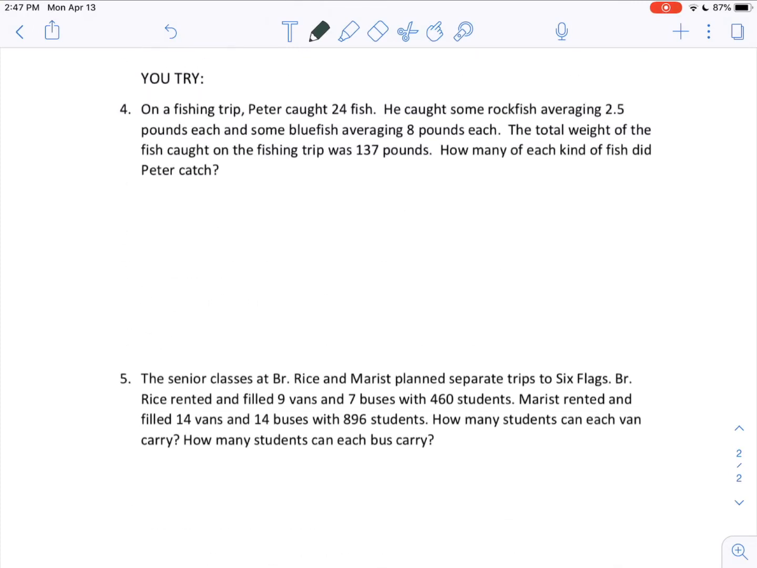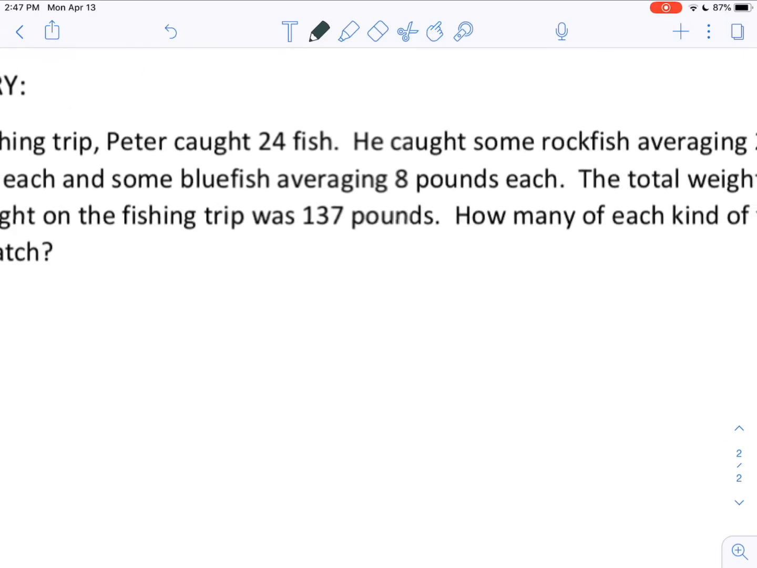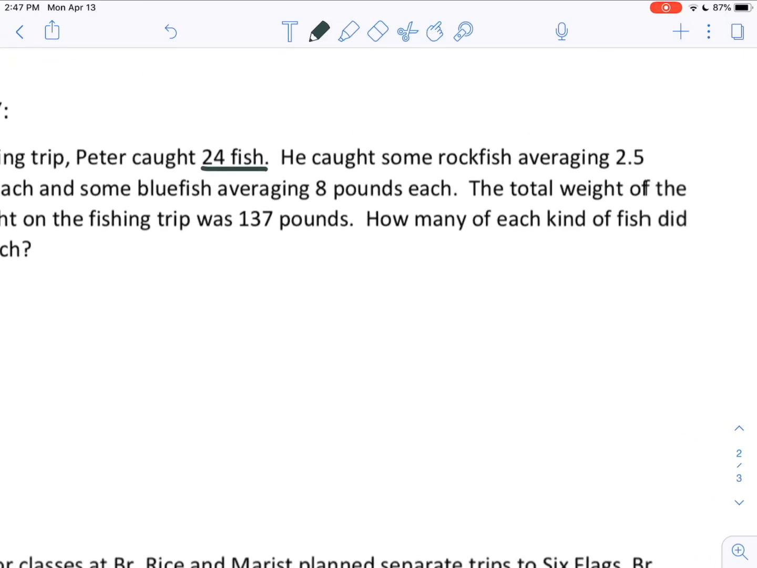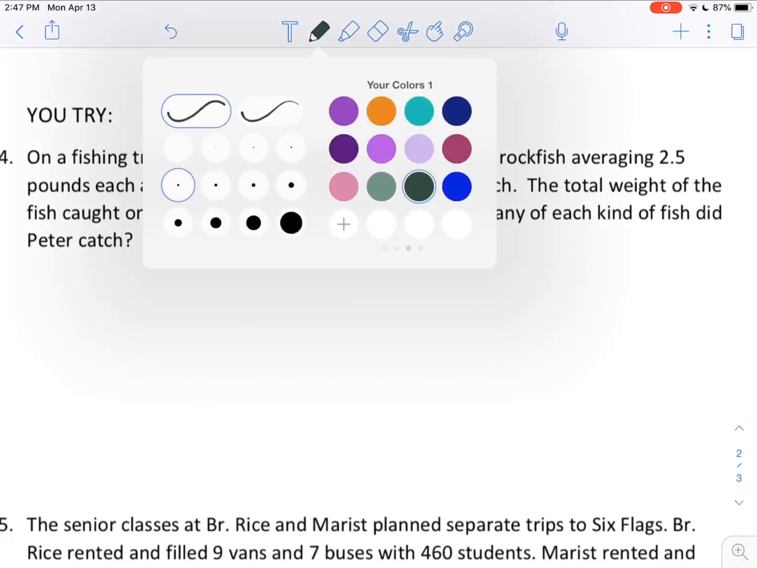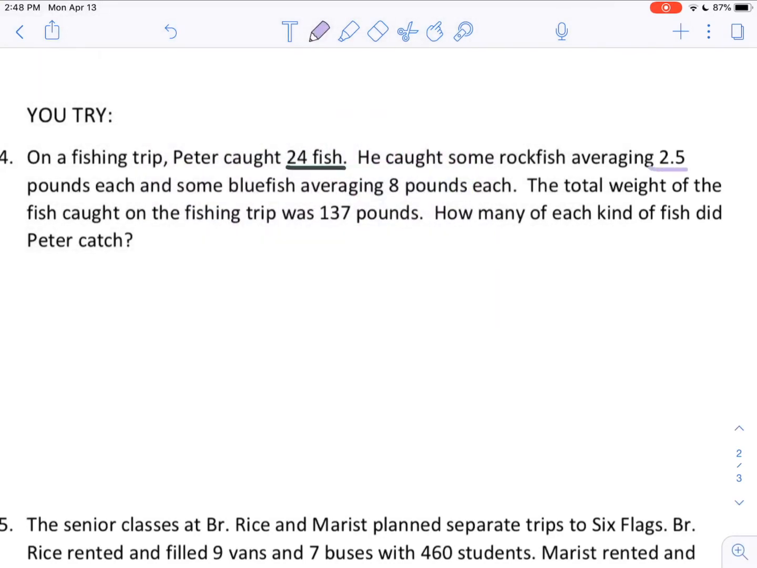Okay, so number 4, it says, on a fishing trip, Peter caught 24 fish. So it's nice to highlight the numbers that they're giving us. He caught some rockfish averaging 2.5 pounds. So they're talking about something different here, so I'm going to underline that in a different color. And then bluefish averaging 8 pounds each. Okay, so those are both talking about pounds, so I'm going to highlight that in purple. Their total weight of fish caught on the fishing trip was 137 pounds. Okay, so more pounds, so I'm going to keep that in light purple.